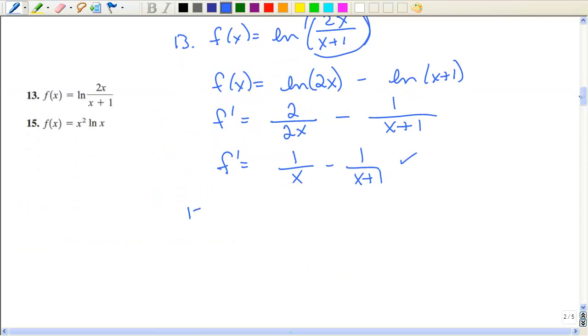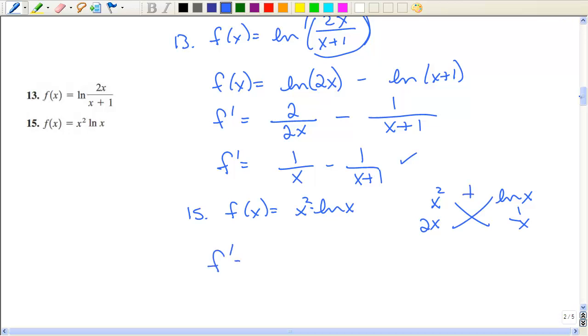Right, so as I look at number 15, I do see a product. I can't use any properties of logarithms because it's the product of something that's a log and something that's not a log. So let's just use that product rule. The derivative of x squared is 2x. The derivative of natural log of x is 1 over x. I'm going to cross multiply and add.